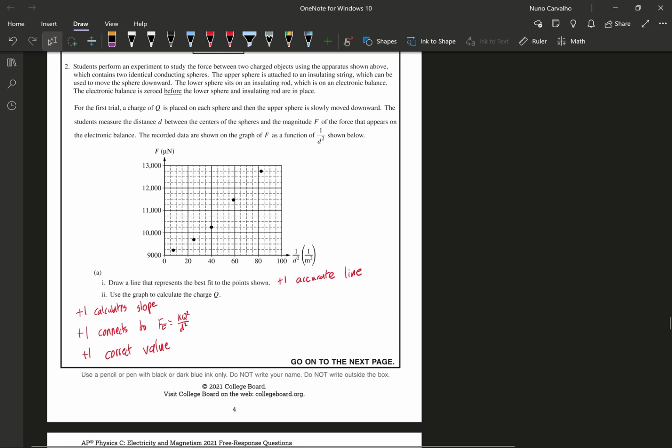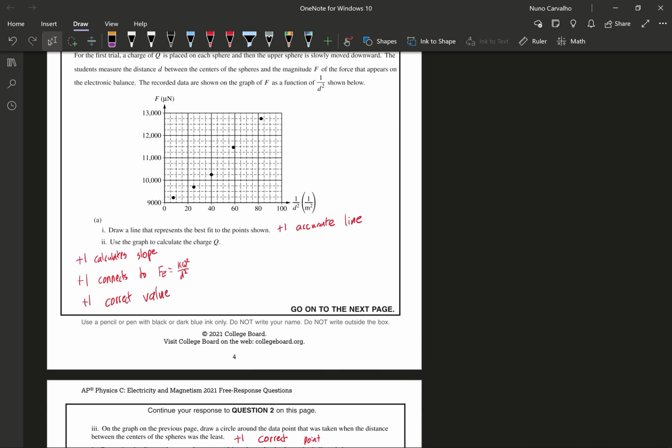Now for part two, this is usually a more involved question, and I can see them fitting 3 points into this. One for calculating the slope using points on your line, not points from the data itself, but points that are going to be lying on your line. Then I think you get a point for connecting that slope to the equation that has to do with Coulomb's law, right? So k times Q squared over d squared. And then finally, I think you get a point for choosing the right value for charge Q. So I think that's a 3 point question right there.